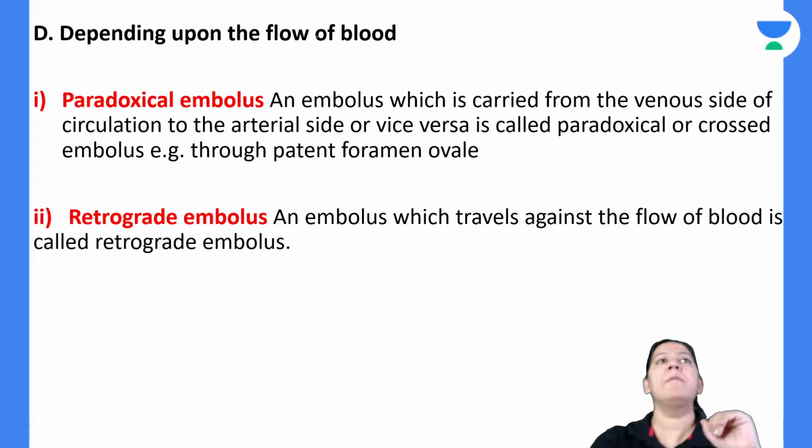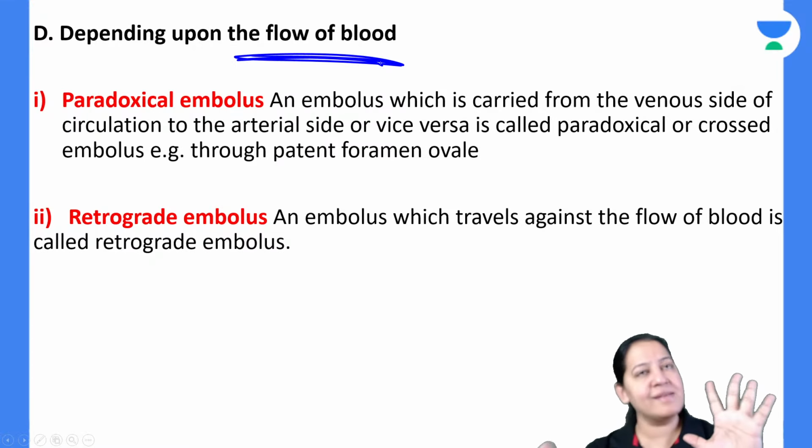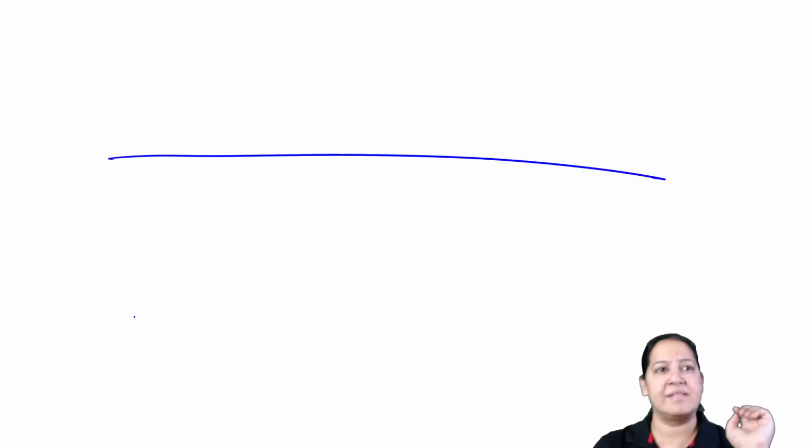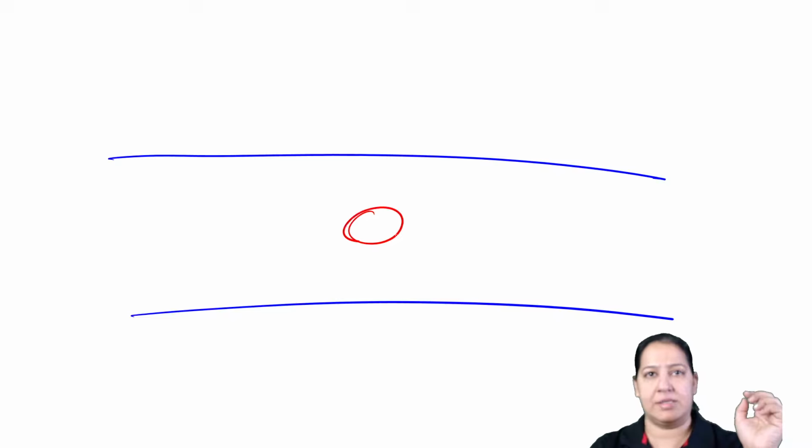Now, depending on the flow of the blood, the last classification. As I have told you, this is a blood vessel and this is an embolus. This is the embolus in the blood vessel. So normally, this is the flow of the blood.